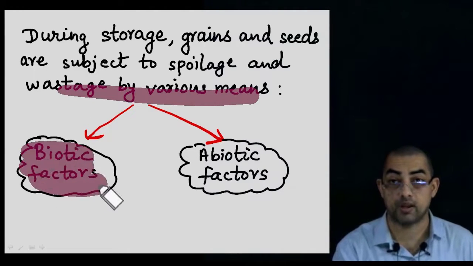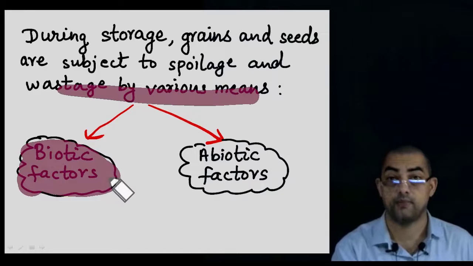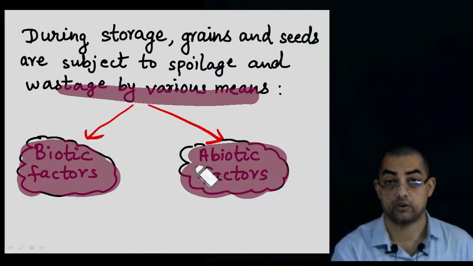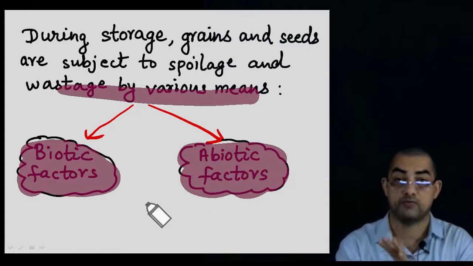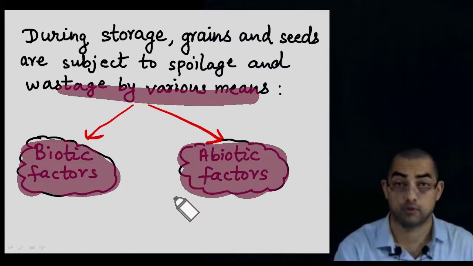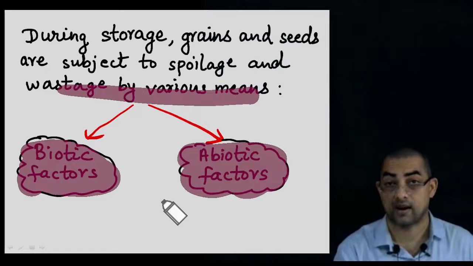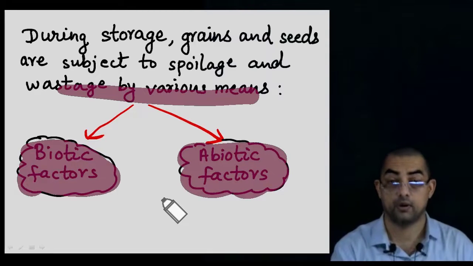Wastage can occur by these two means. There can be some biotic factors which can actually destroy your crops. The other one is abiotic factors. We have to consider both these factors, as they are going to destroy your crops. So let us see what these factors are and how we can prevent it.